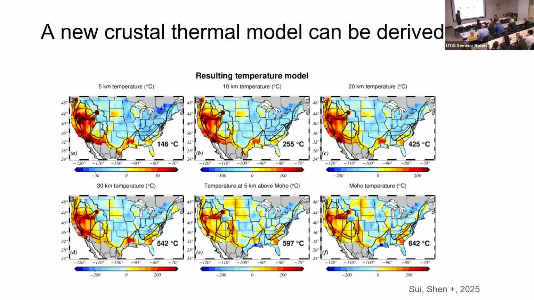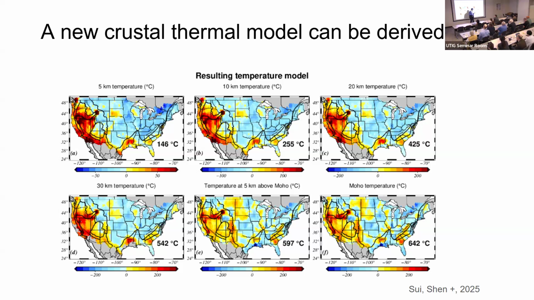This is a resulting temperature model. Moho temperature. There's a Moho temperature here, right. I just wondered if you know what that comes from. Just that one particular spot in northern Louisiana. Yes. Okay, how do I interpret this?